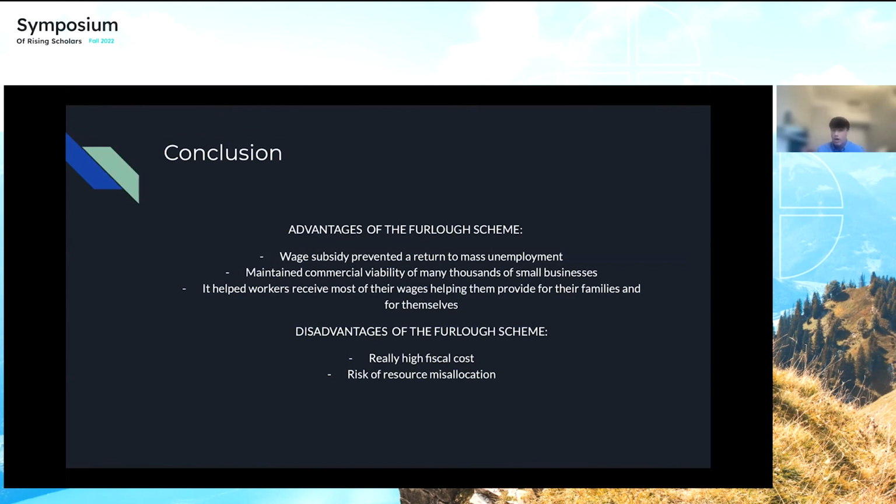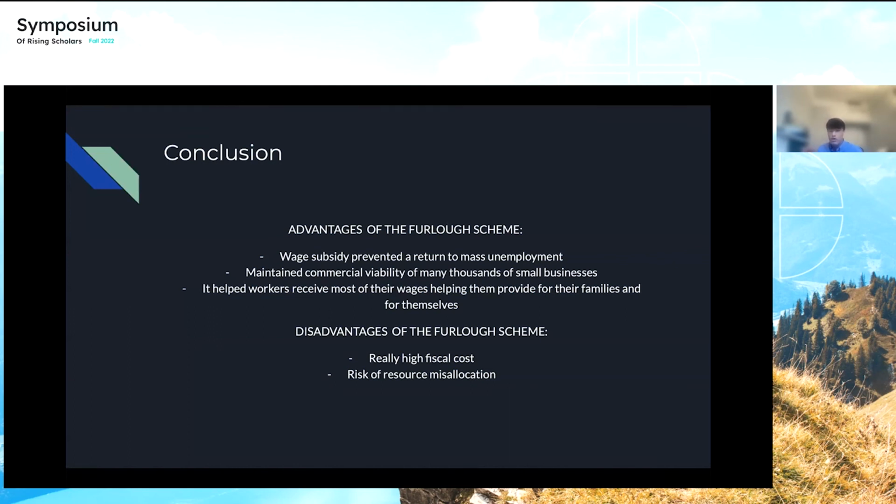And one major one that each one of you, I think, is thinking of is the really high fiscal cost, because the amount of jobs furloughed throughout the whole scheme was 11.7 million jobs, which had a really, really high cost on the UK government, more precisely $70 billion, which was an astonishing amount, which increased substantially the UK government's sustainable debt.